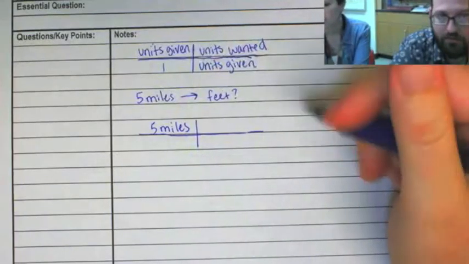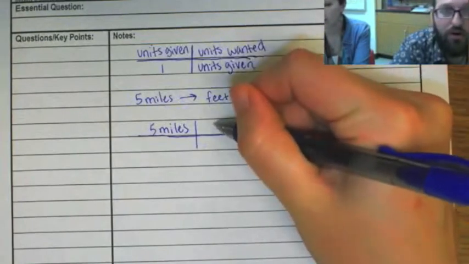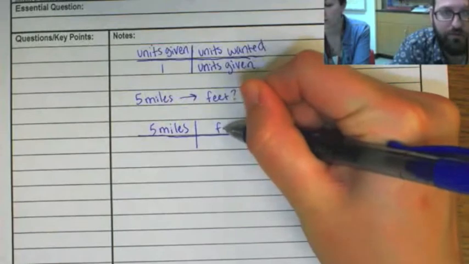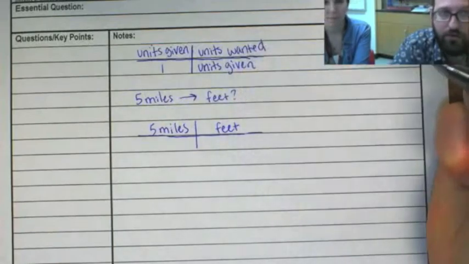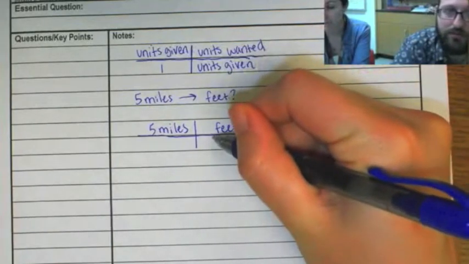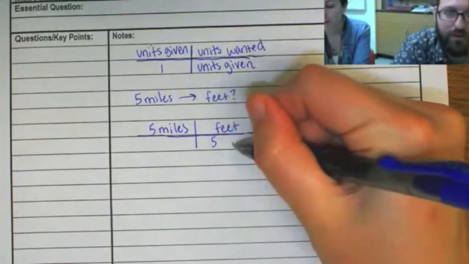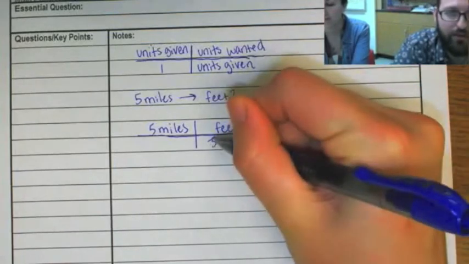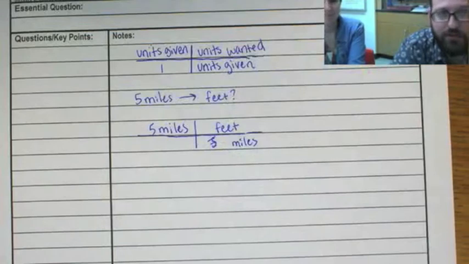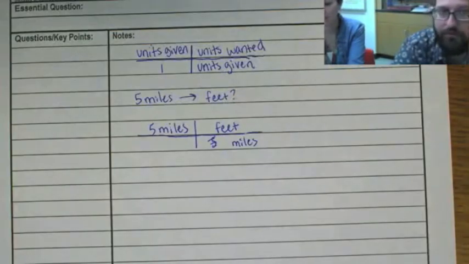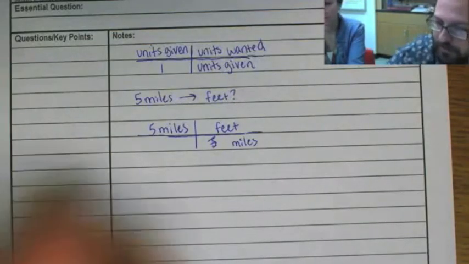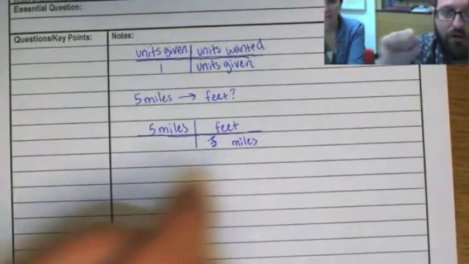And then where I want to go is feet, so I'll put feet there. And my units given again is going to be miles. We're going to leave space to write in front of the miles because we don't know how many miles are in a feet. These 2 boxes here are for our conversion factor.